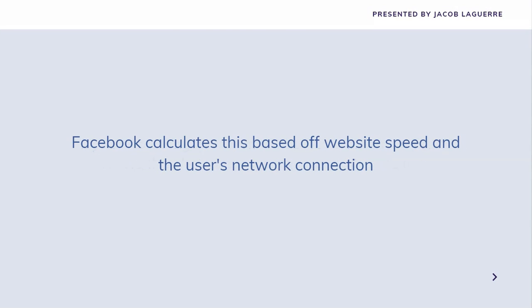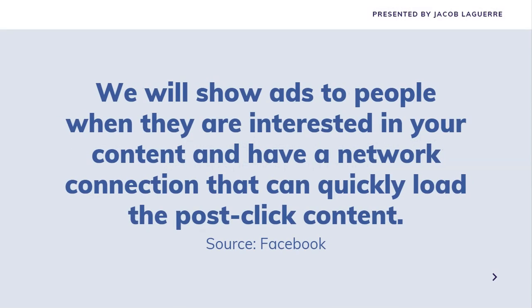Now, Facebook calculates this experience, partially at least, based off the website speed as well as the user's network connection. So if your website is really fast and the user has a really strong connection, then there's a high likelihood they're going to serve that ad to your particular audience. Now, if you have a really slow website, on the other hand, and the user's network connection is very poor, then it's very unlikely that they're going to serve your ad to that person.